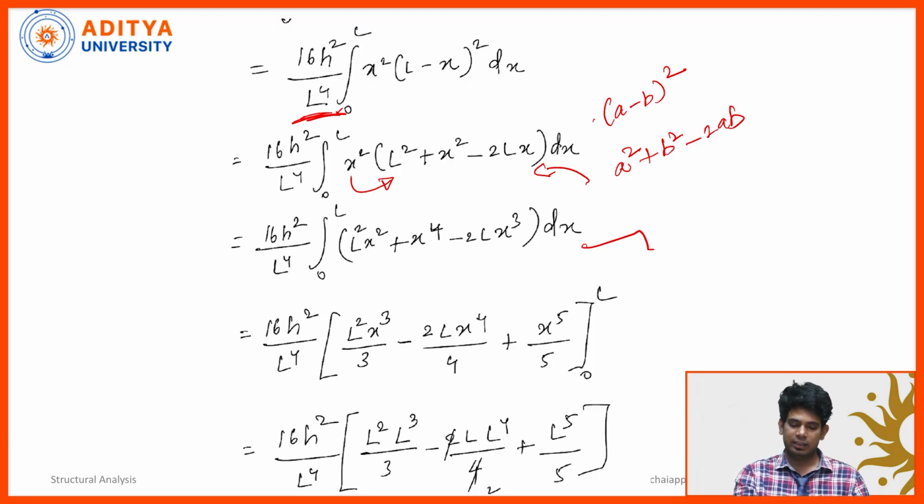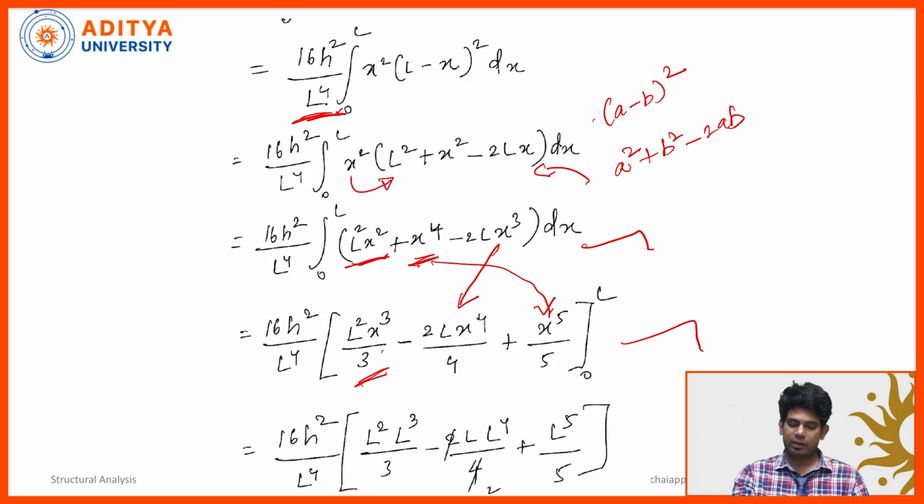Now I am going to do the integration with respect to x. Here x square is there. During the integration it will become x cube by 3. And then x power 4 is there, and the integration of that is written here. So x power 4 became x power 5 divided by 5, and then this term is written here. What are we going to have? Minus 2 L x power 4 divided by 4. Okay. Then 16h square divided by L power 4.